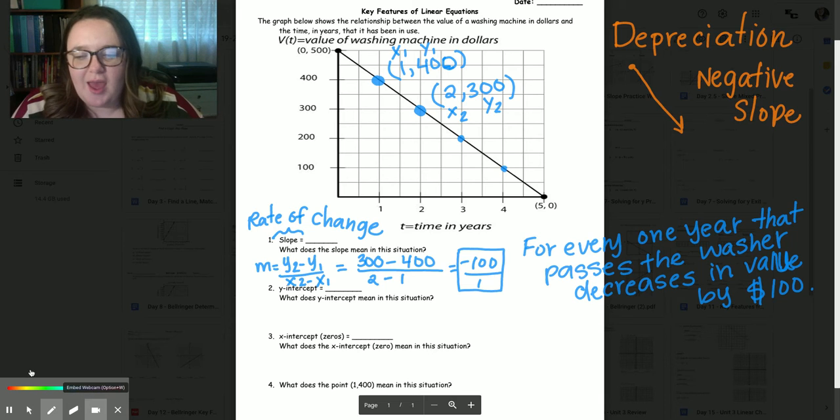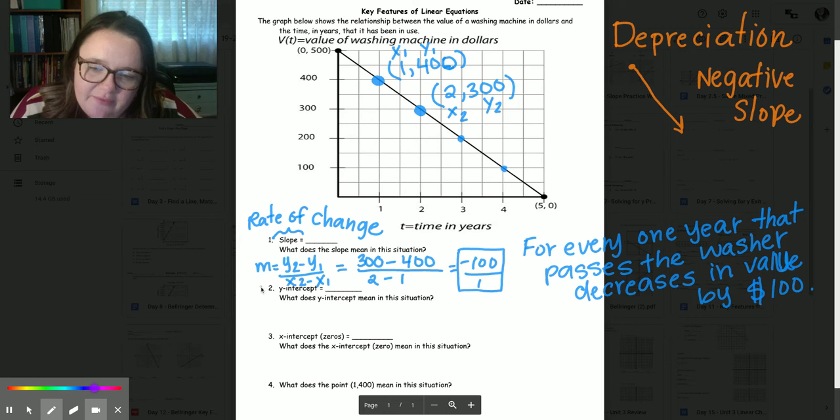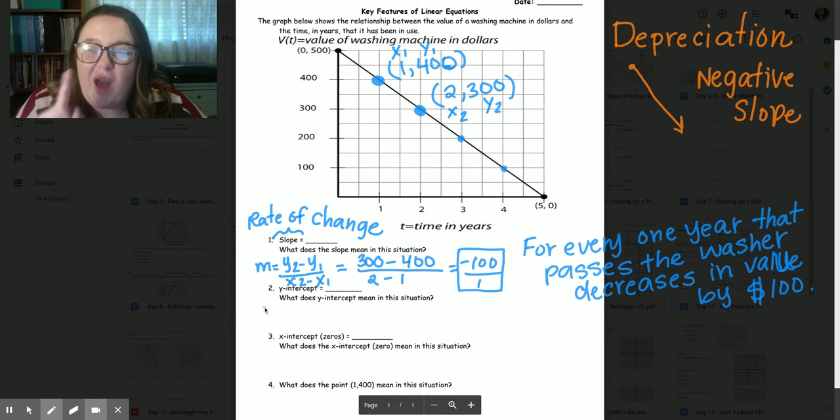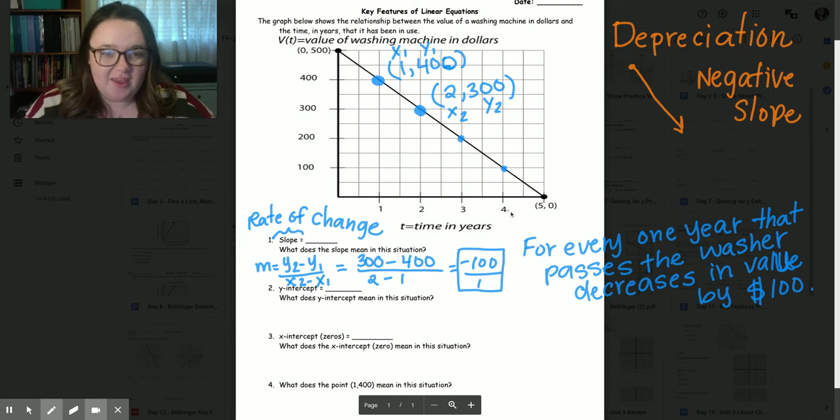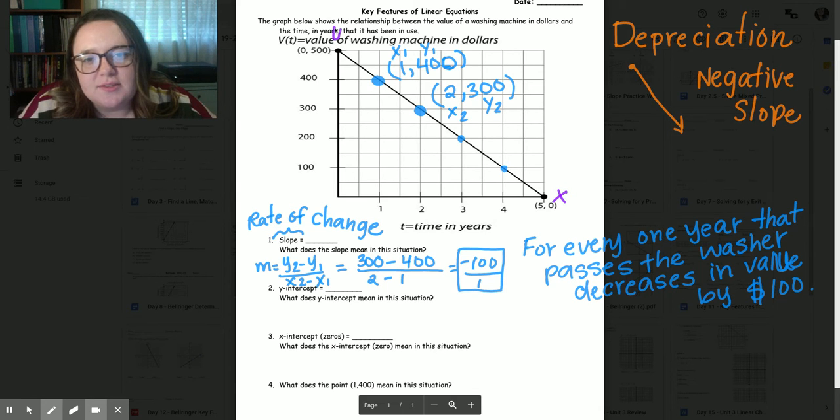Let's see what other key features we can talk about. This key feature, number 2, is asking for a y-intercept. We've talked about that. This is the x-axis. This is the y-axis right here. So the y-intercept is where it crosses the y, which is this point way up here. That y-intercept is at 0, 500. It's even labeled up there at the top for us, 0, 500.